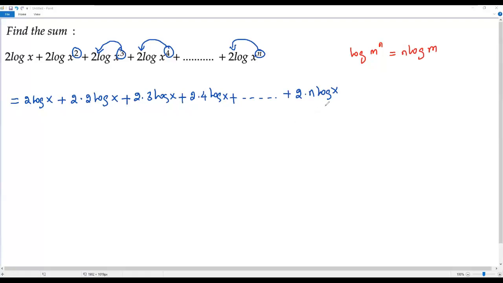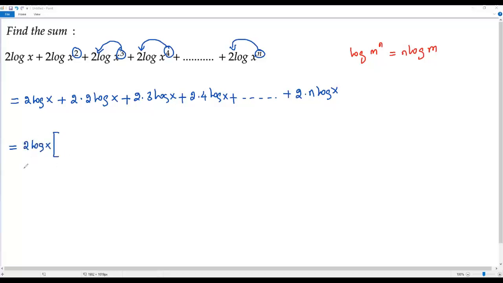Here I've used the power rule of logarithms on the terms of the series. Now I'm looking at the terms in this series. Everything has a greatest common divisor of 2 times log x. Here we have 2 times log x, here we have 2 times log x, and so on. For each term, there is a greatest common divisor 2 times log x. Since each term in this series has it, I can factor 2 times log x out.